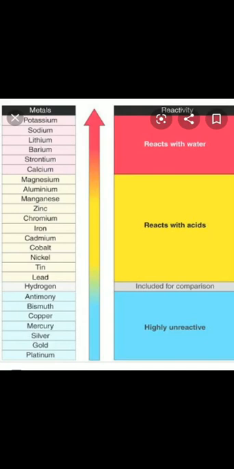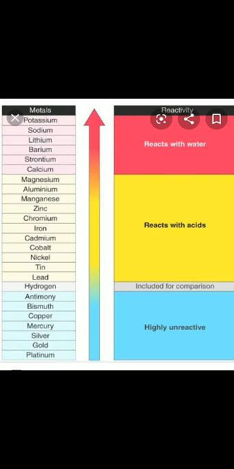Today our subtopic is the reactivity series of metals. Let's find out what the reactivity series of metals is. First of all, let me tell you what a reactivity series is. It is simply the arrangement of metals in a vertical column in the order of decreasing reactivity. It is also called the activity series of the metals.